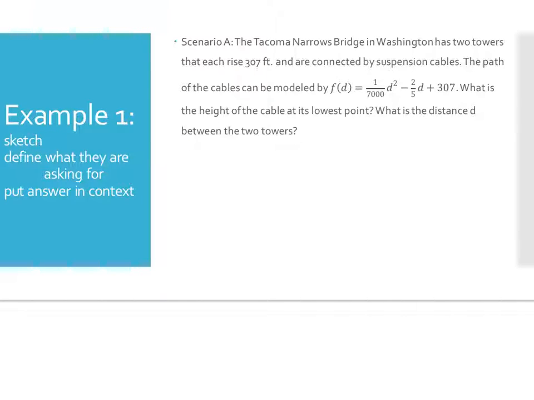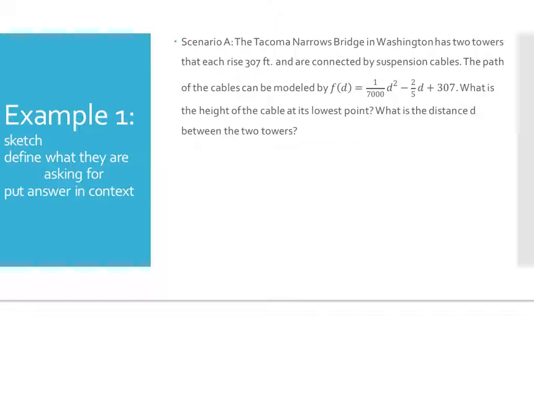So over on the side under example 1, I have sketch, define what they're asking for, and then answer in context. So the best way to go through these problems is to first read them, kind of draw a little picture of what's happening, and then decide what parts they're asking for.